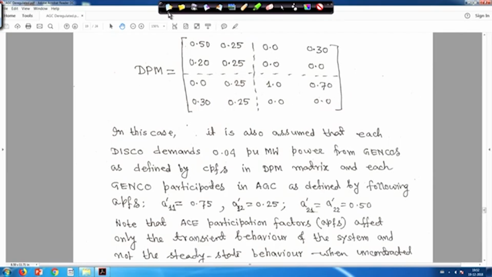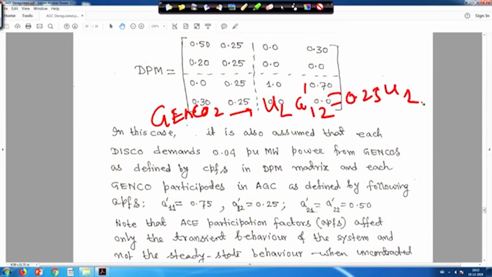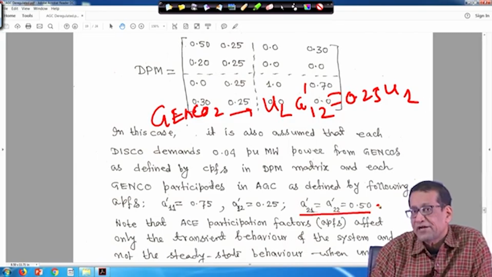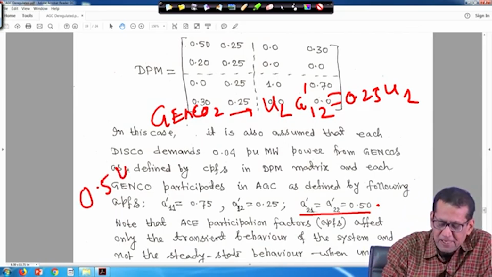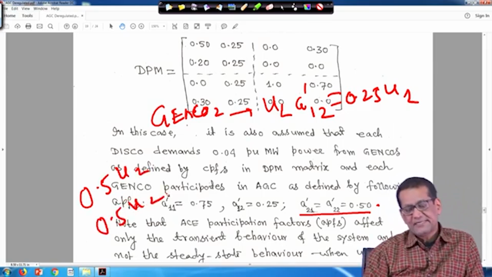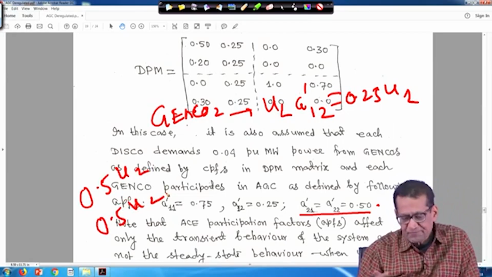Similarly, for GENCO 2 the input is U1 into A dash 12, which is nothing but 0.25 U1. Similarly, in the case of area 2, A dash 21 is equal to A dash 22 is equal to 0.5. That means the input to GENCO 3 is 0.5 U2, and for GENCO 4 it is also 0.5 U2. This is the idea.